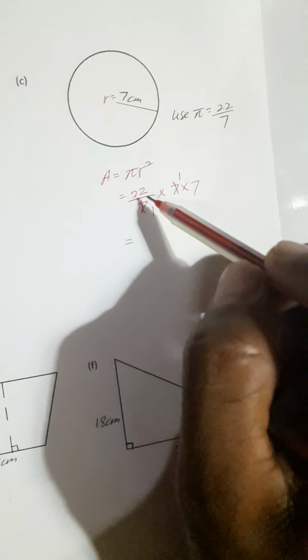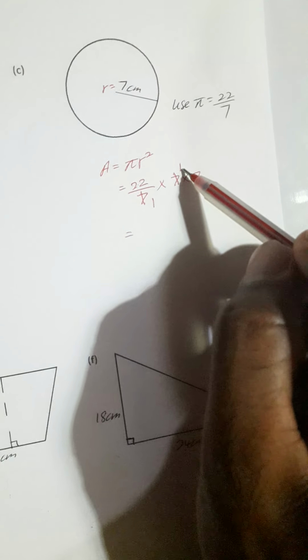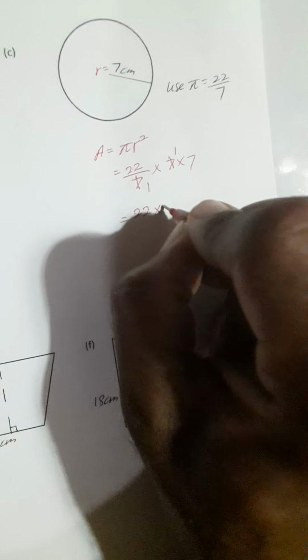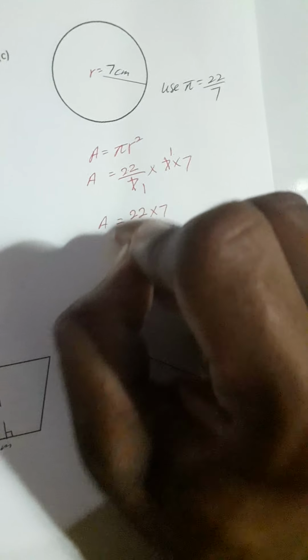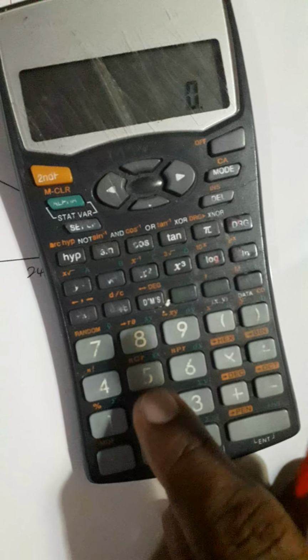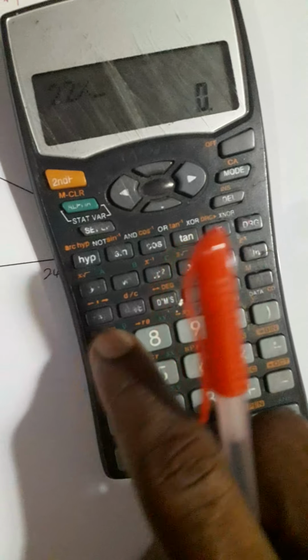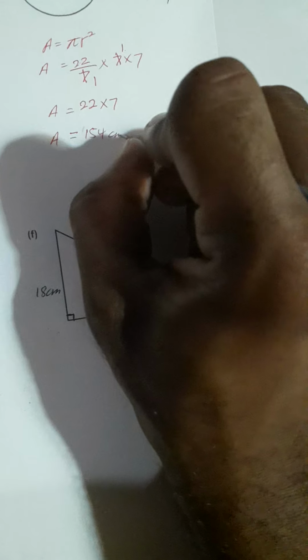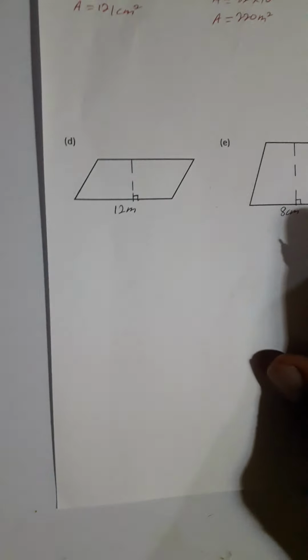So what we have now? 22 times 1 will give us 22 times 7. Okay, let me just write it. 22 times 7. We can use our calculator to help us. We don't have to show our multiplication there, right? We can simply use our calculator. So we can have 22 times 7, 154. 154 cm square. Alright, next problem.